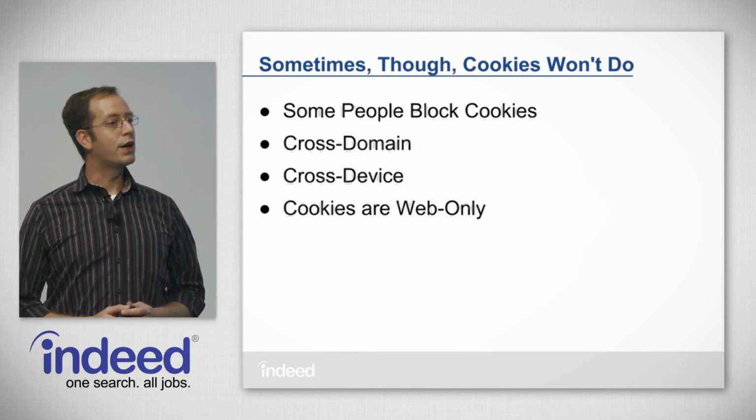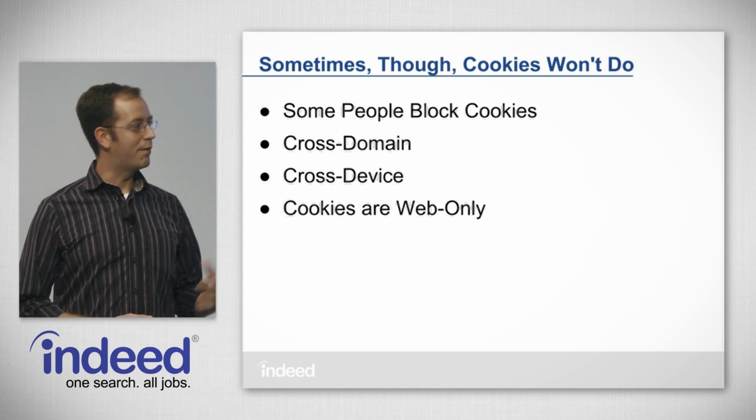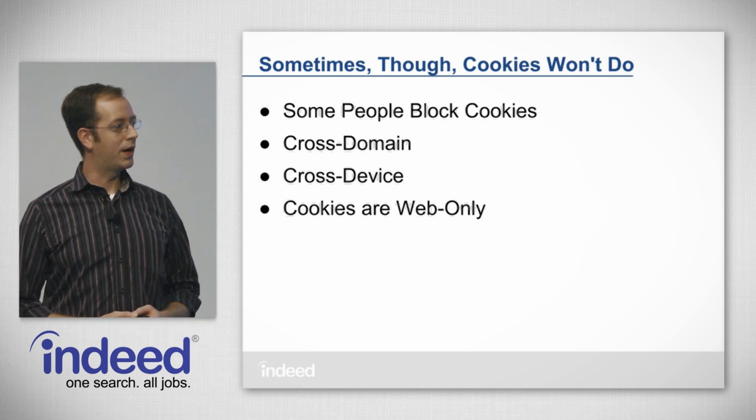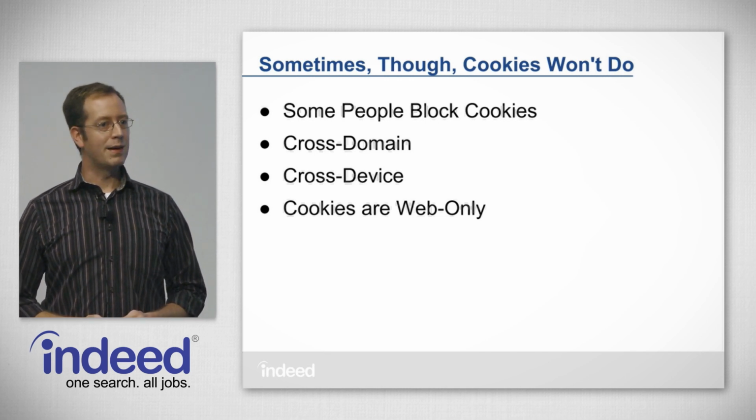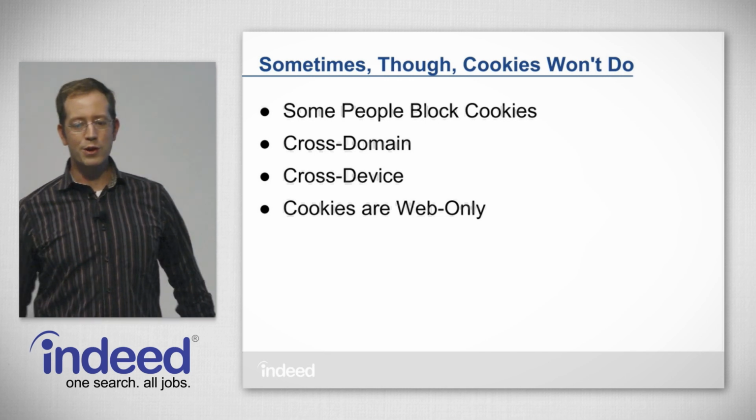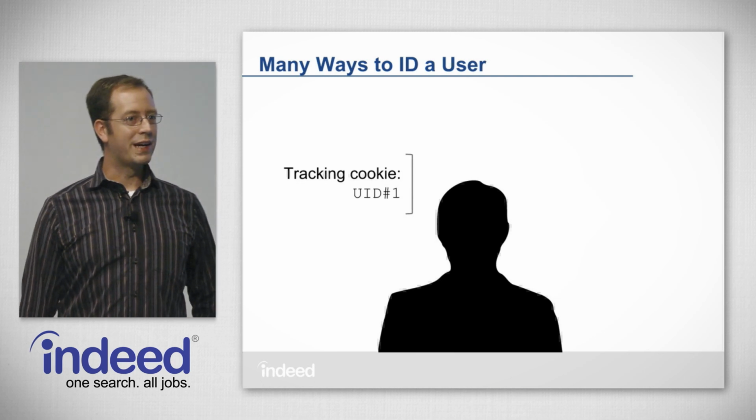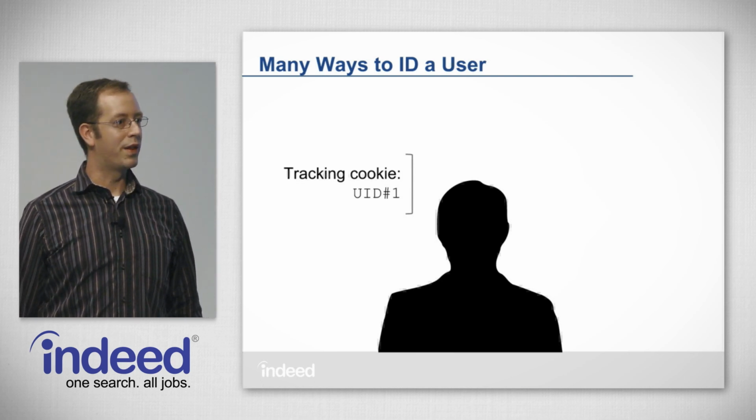Now, and finally, cookies are web only. So there are some contexts, if you have batch processes that run in the background overnight, anywhere where you don't have a cookie to keep hold of, sometimes we need something different. Fortunately, there are many different ways that we can identify a user. A tracking cookie is just one of them.